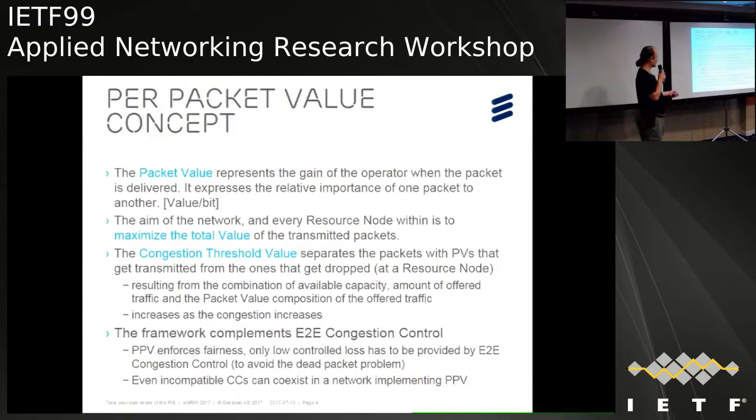And this complements end-to-end congestion control. We will show that it enforces fairness. Only slow controlled loss has to be provided by the end-to-end congestion control, and only to avoid the packet problem. So if you have a single bottleneck, or if you have a network where that problem cannot happen, you can even live without congestion control. Of course, it's a question what happens to your application then. And with this, even incompatible congestion controls can coexist in a network.